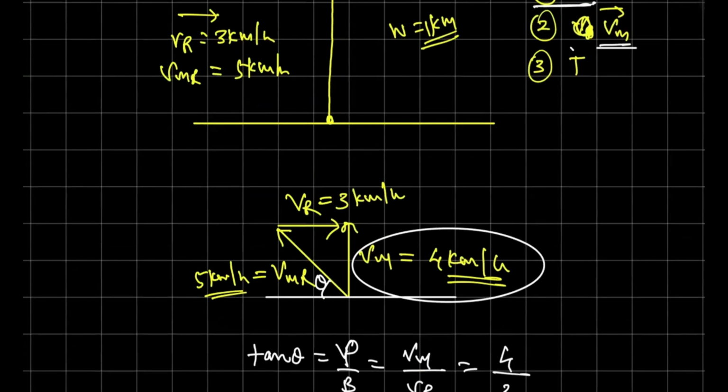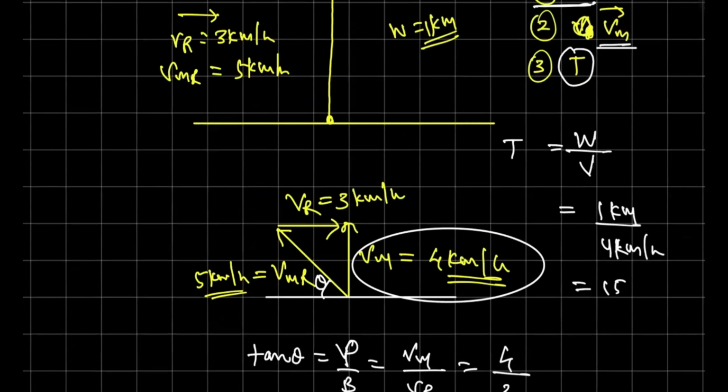And the last thing that you have to find is the time. The time is very easy. Width by velocity in perpendicular direction. So what is the width? It is 1 kilometer. And what is the velocity in perpendicular direction? That is 4 kilometer per hour. So it will take 15 minutes to cross the river.